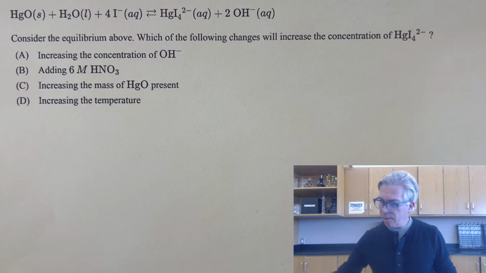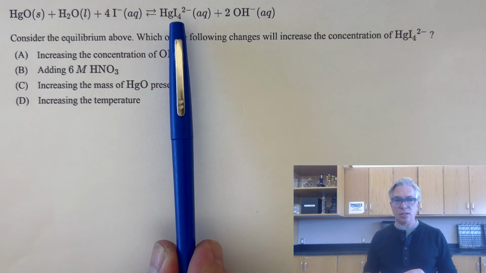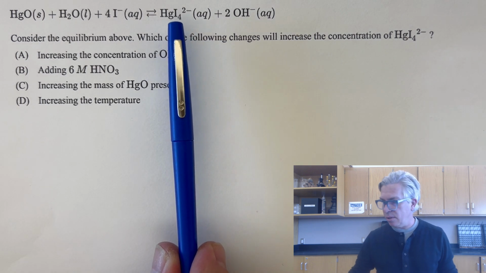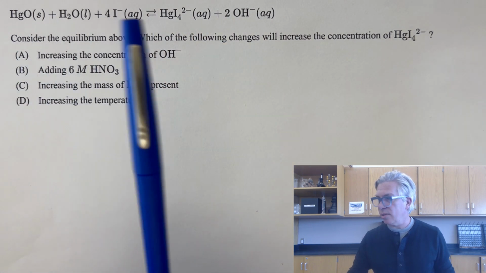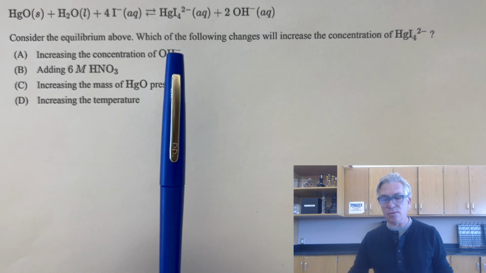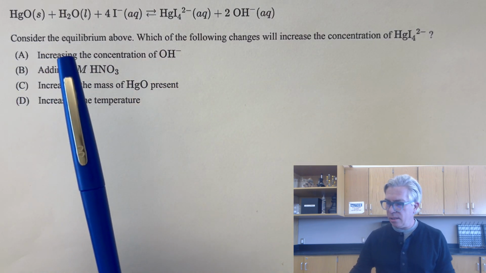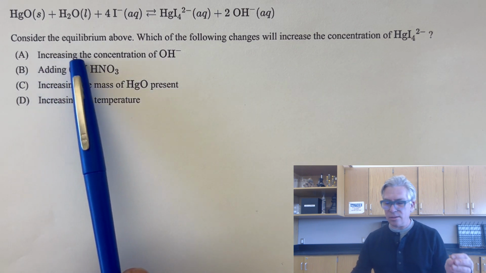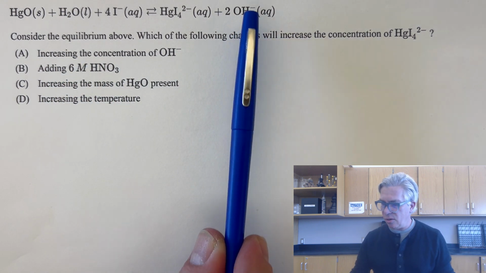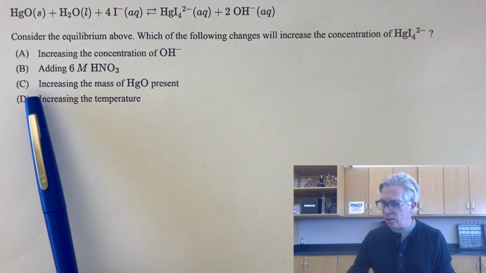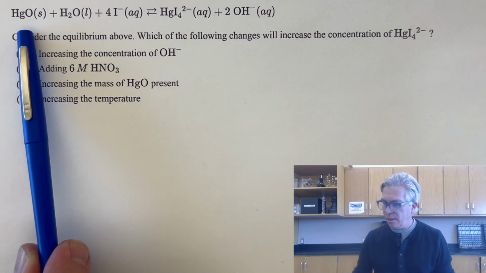Consider the equilibrium above. Which of the following changes will increase the concentration of HgI4 2-, which is that one. So again, we're trying to increase the thing on the right and make it go to the right. This one's a little bit trickier because we have to kind of think outside the box here a little bit. So increasing the concentration of OH would actually shift it back to the left.